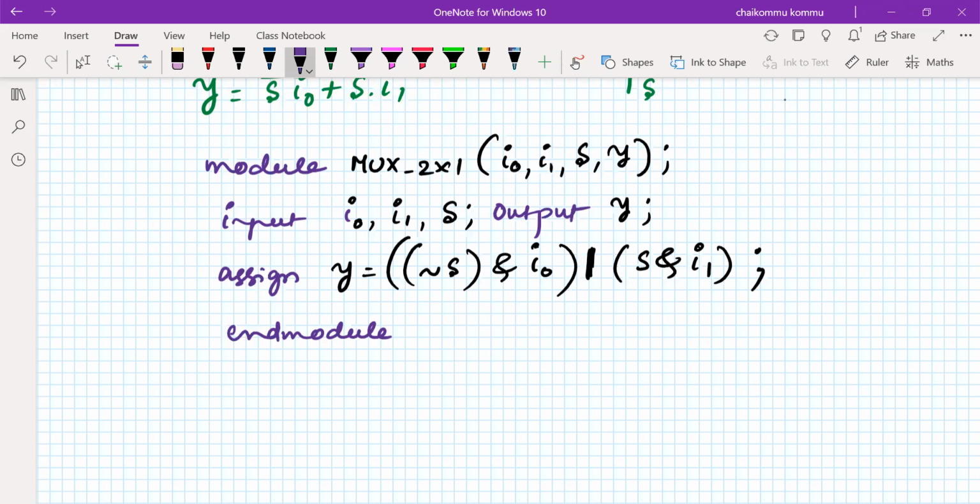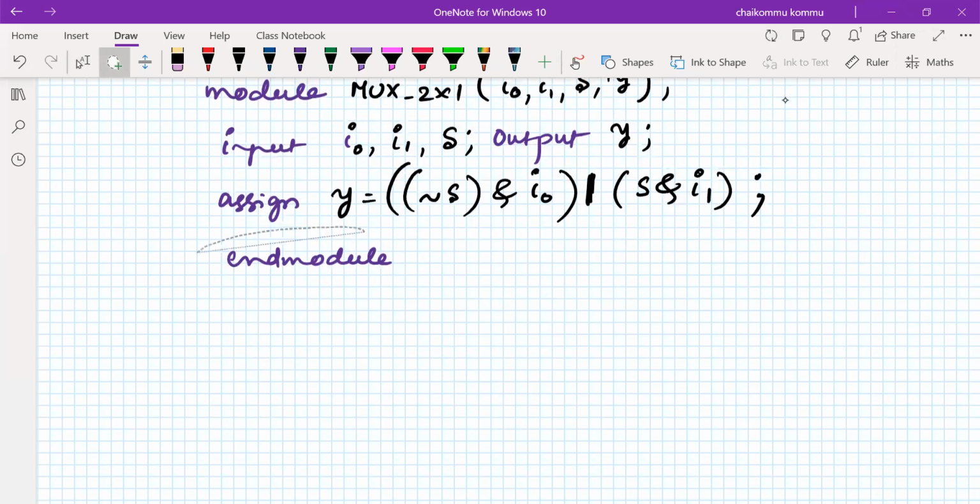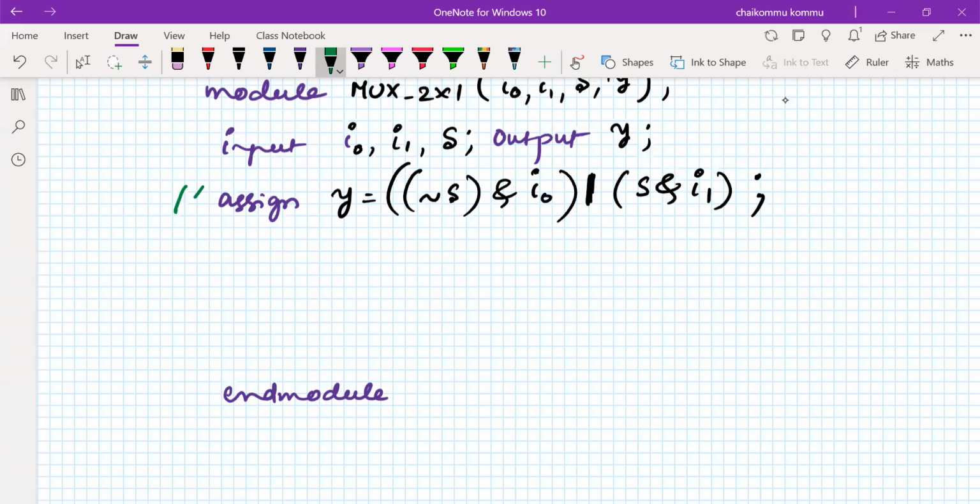So instead of writing this one, I want to make the first line a comment. What should I do? Two forward slashes I have to use. If I am using two forward slashes, it means that assignment does not have any meaning.